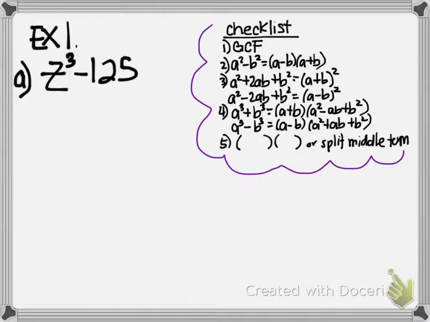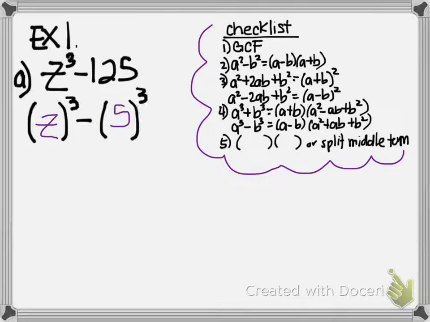From this problem, we can see a pattern: a difference of two cubed numbers. So what we're going to do is figure out what is being cubed. For the first one, this can be written as z to the third, so z is being cubed. For the second one, we notice that 5 is being cubed. Following the equation for number 4, this follows the pattern of a cubed minus b cubed. And again, this is a formula that you need to memorize.